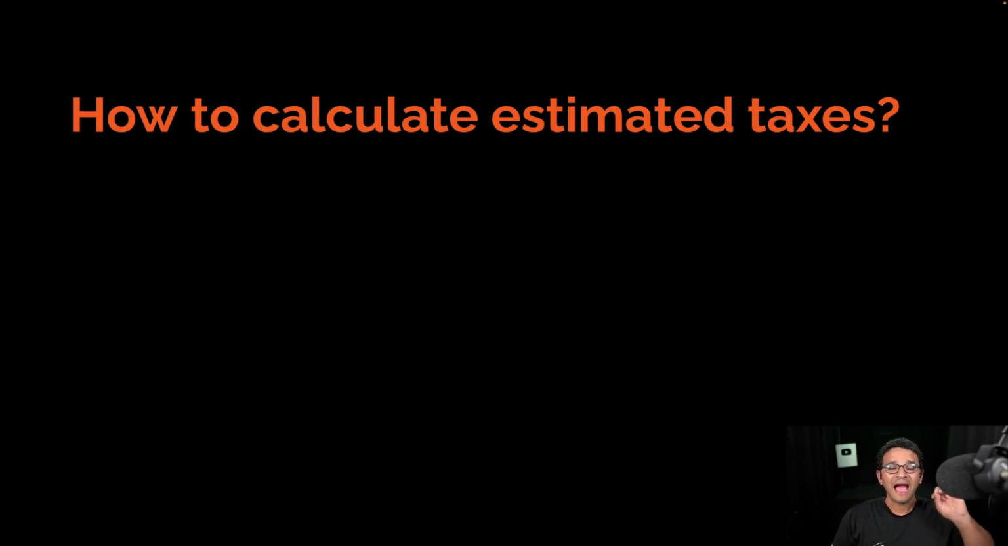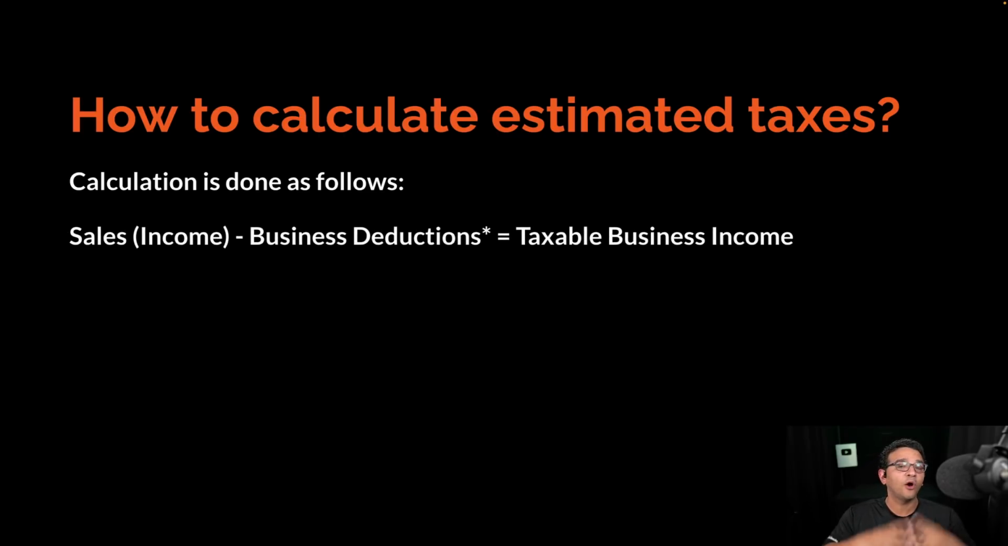Now, how do we calculate that number? So like I said, we could think of a number like 28% or 32%, but how do we actually calculate it? So this is how you do it. Pretty simple. You're going to take all your sales minus your business deductions.